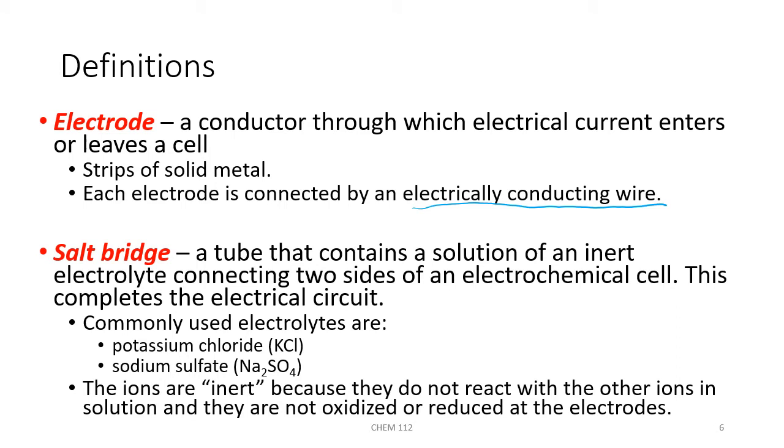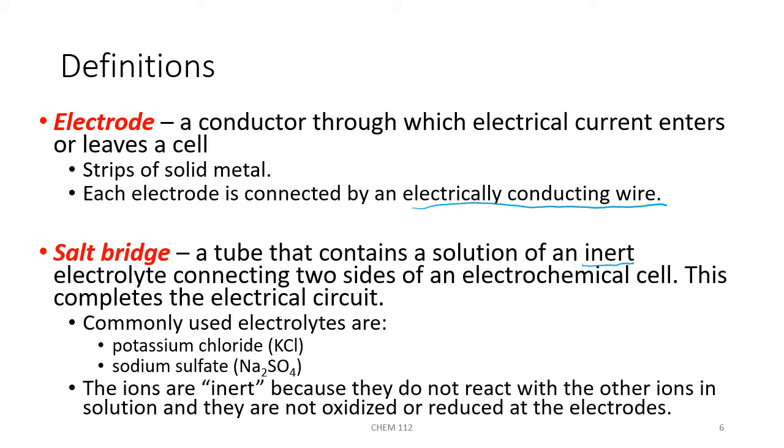And the last way that we complete the circuit is through something called a salt bridge. A salt bridge is a tube that has an electrolyte solution in it, and it's essentially inert. So the ions in the salt bridge could change. There's lots of different ones that could be used, but essentially they do not get involved in the redox reaction themselves. They are very important though because they allow us to complete that electrical circuit.